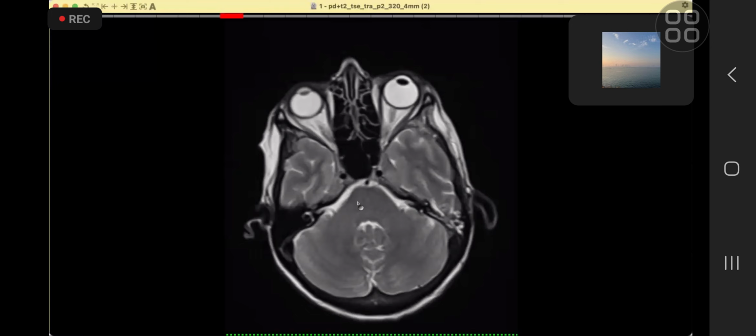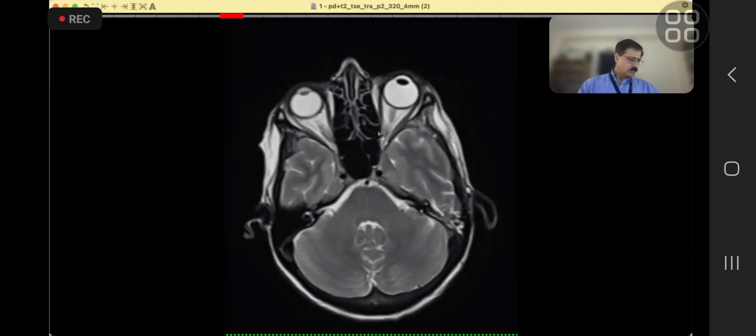Here in the cavernous sinus, I can see the flow void signal in both internal carotid arteries is maintained. I can see the basilar artery as well. I can see the sphenoid sinus, which is well aerated. Can I scroll up and down, doctor? Yeah, of course. Sure.